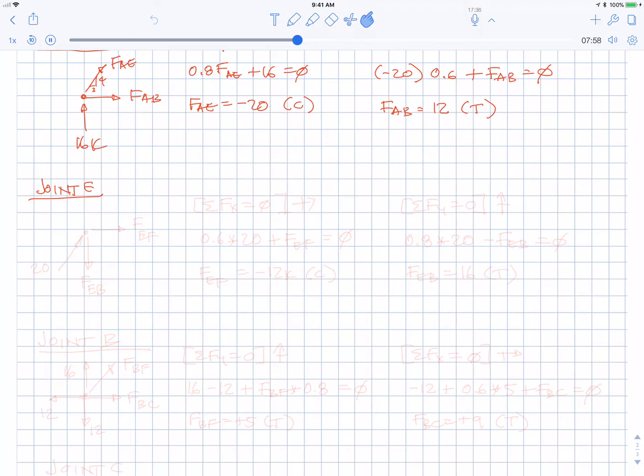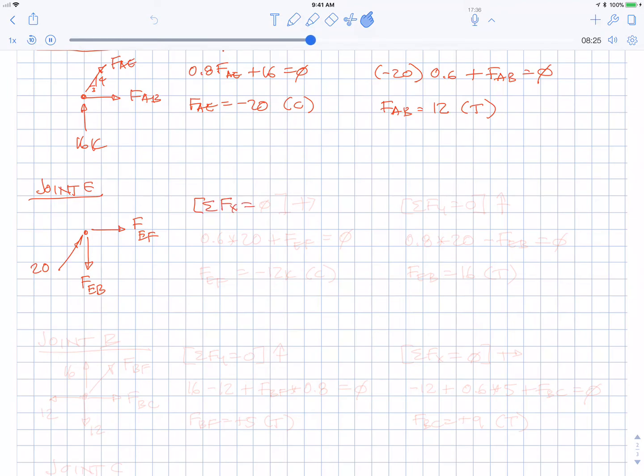I'm going to draw the free body diagram. We know that this is 20 now. And FEB, FEF. Doesn't matter, X or Y components. I'll do X first this time.